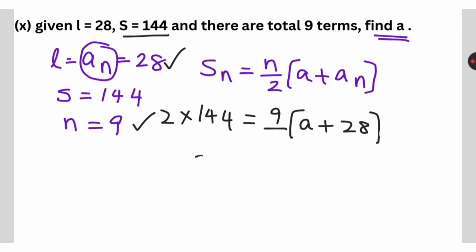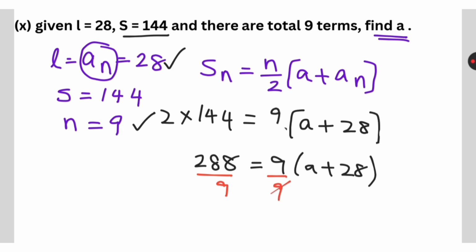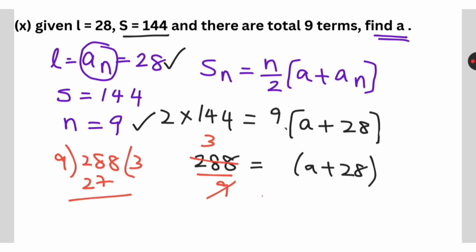144 times 2 is 288. Now here 9 is in the form of a multiplication. So 9 times (a plus 28), isn't it? Multiplication's opposite is division, so let's divide both sides by 9. Then here 9 gets cancelled, so we are left with only a plus 28. On the left hand side, 9 3s are 27. 28 take away 27 is only 1. Then bring down 8. 9 2s are 18. So finally we are going to get 32 here.